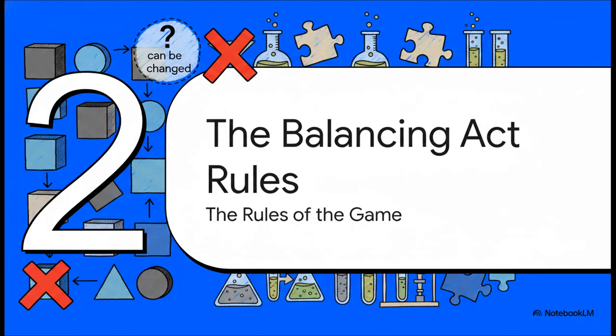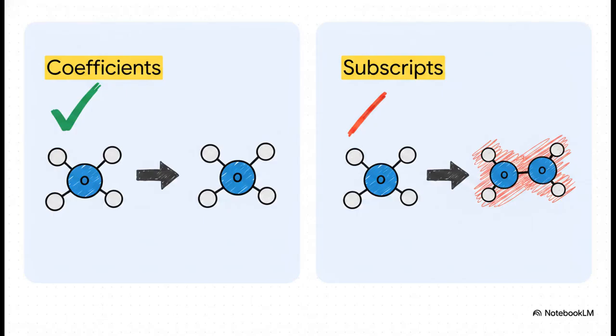All right, if we're just rearranging blocks, there have to be some rules, right? You can't just do whatever you want. So let's move on and learn the most important rule of this whole balancing act. And this is it, the big one. You have two kinds of numbers to deal with. First, there are the big numbers you can write in front of a molecule. Those are coefficients. They're your tools. They tell you how many of that entire molecule you're using. You can change these all you want.